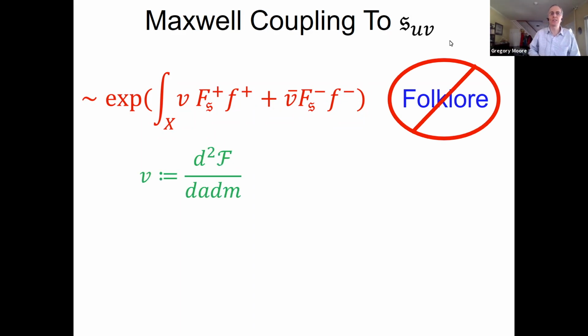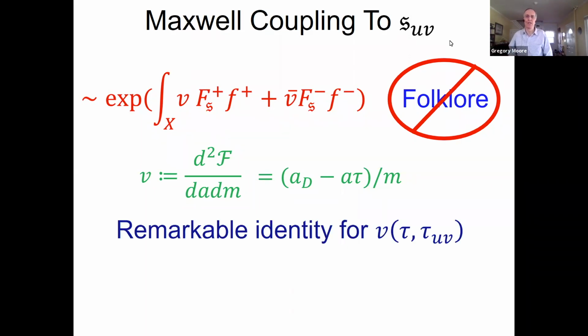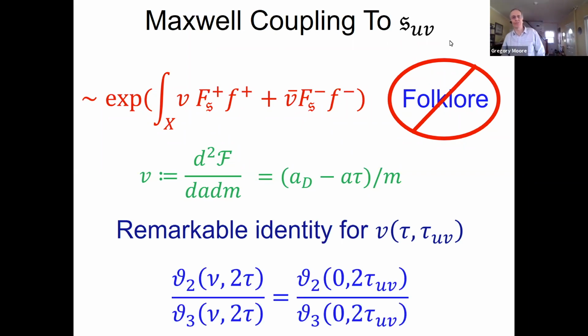And what is V? V is the second derivative of the prepotential with respect to A and M. So again, to address questions that I was being asked about before, you'd better know the right M dependence of your prepotential to write this down. You can write this down in terms of special Kähler coordinates, and Jan discovered a remarkable identity for this V. If you consider the ratio of these theta functions and insert V and tau, 2 tau precisely, then that actually is independent of where you are on the Coulomb branch. It's, if you like, a renormalization group invariant. So it's constant. That turns out to be a very useful fact when proving that our Coulomb branch measure is single valued.